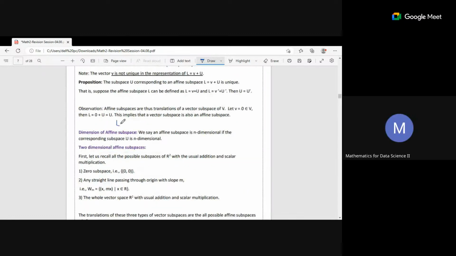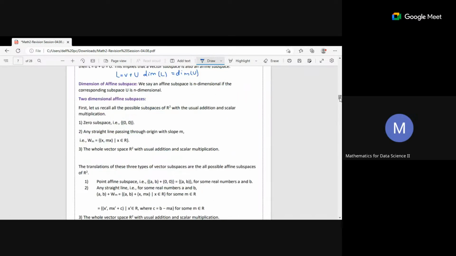Same as this. Yeah, so if you have L is equal to V plus U, then the dimension of L is the same as the dimension of U. Okay, so what are all the two-dimensional affine subspaces? To know the two-dimensional affine subspaces, let us consider first of all R2. In R2, what are all the subspaces first of all? You take the zero subspace, any line passing through origin, and the whole space itself.